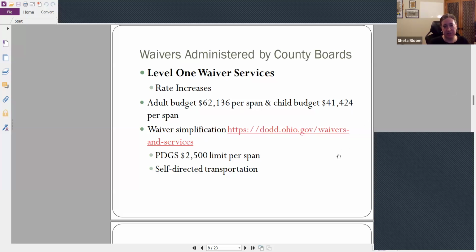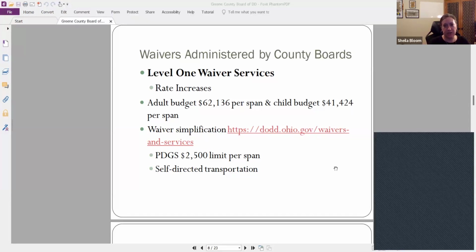So PDGS is new to the level 1, and within that $62,000 or $41,000, only $2,500 of that per span can be spent on PDGS under the level 1 waiver. Each waiver has its own little quirks as far as what can and cannot be used for the funding.